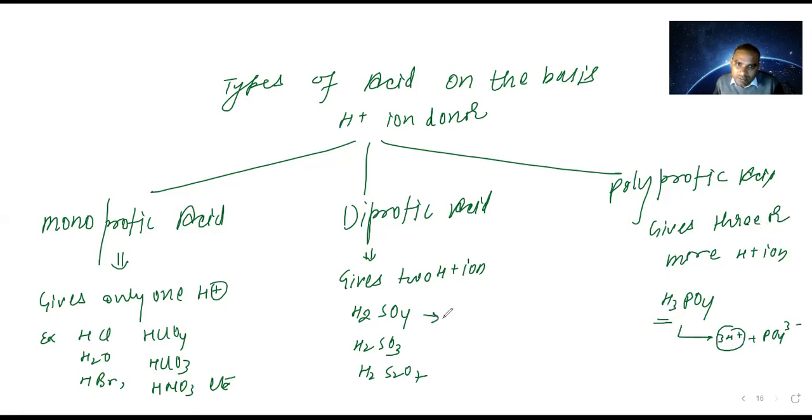H2SO4, just now we have seen, gives 2 H plus ions plus SO4 2 minus ion. So 2 H plus ions means that is the diprotic acid. And here you have seen H plus ion plus ClO4 minus ion. So one H plus ion, that is monoprotic acid.